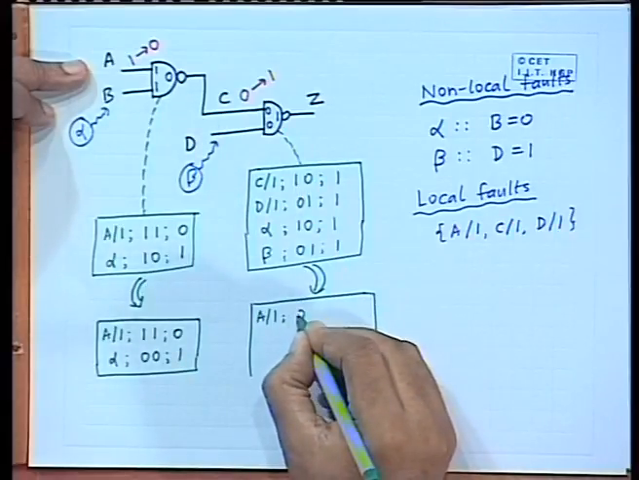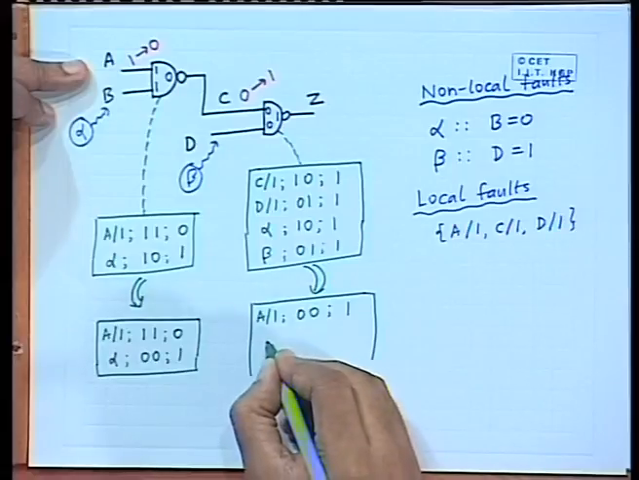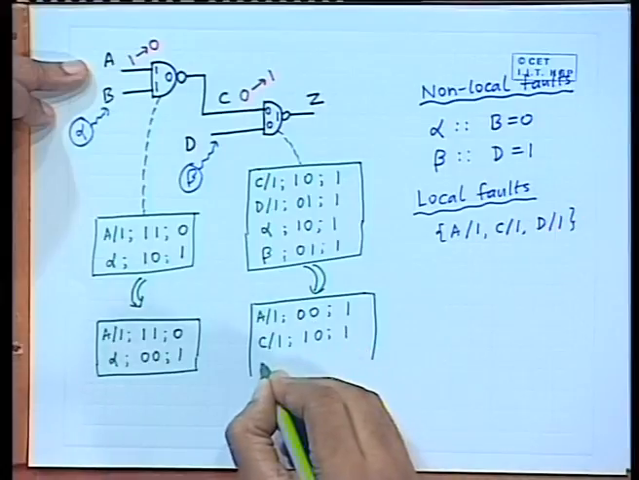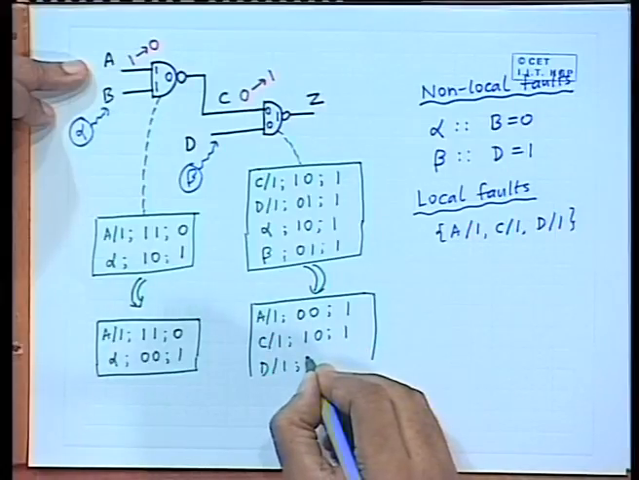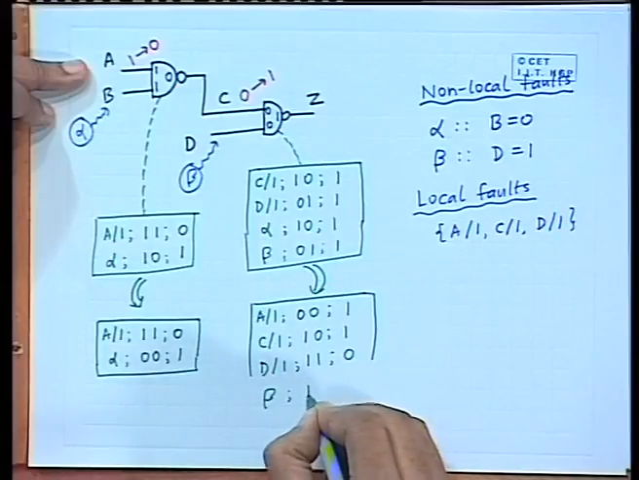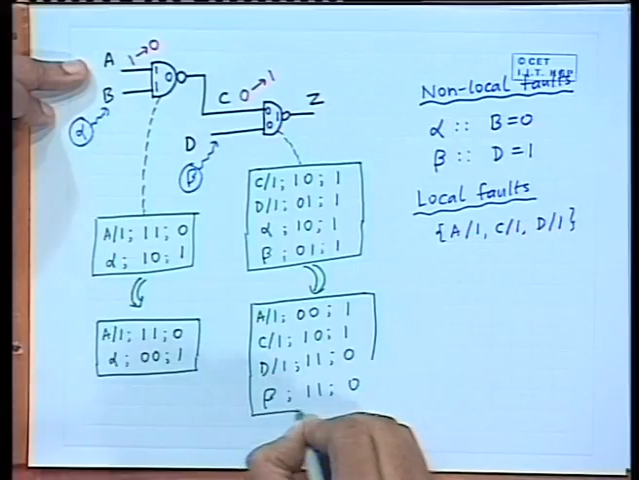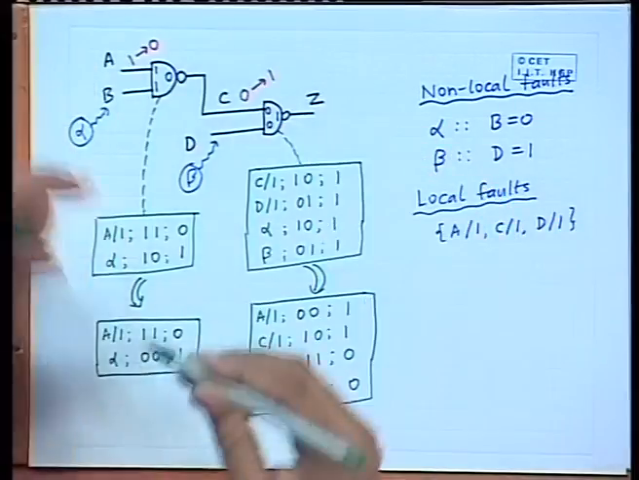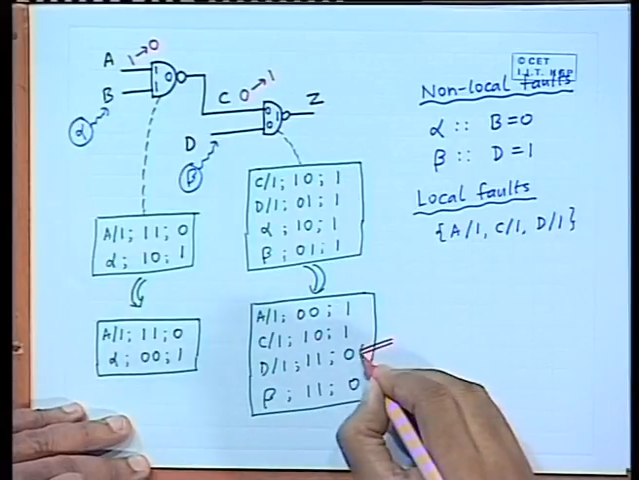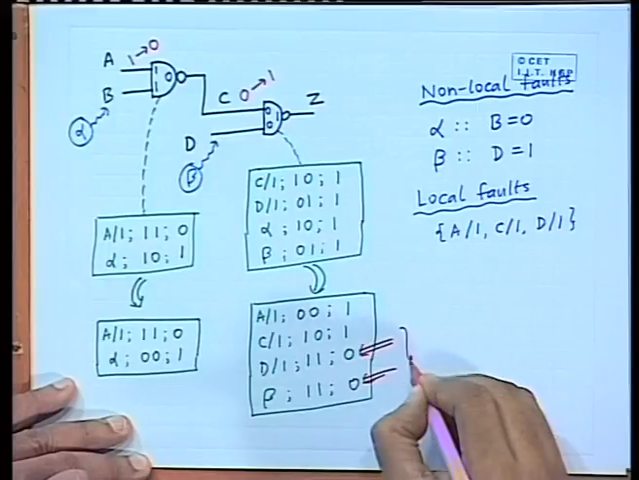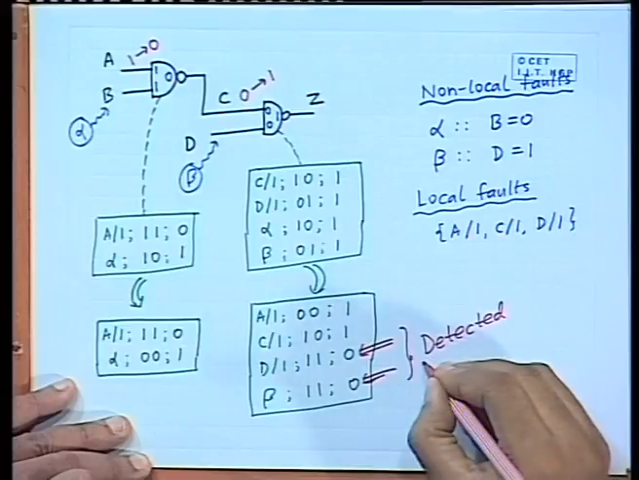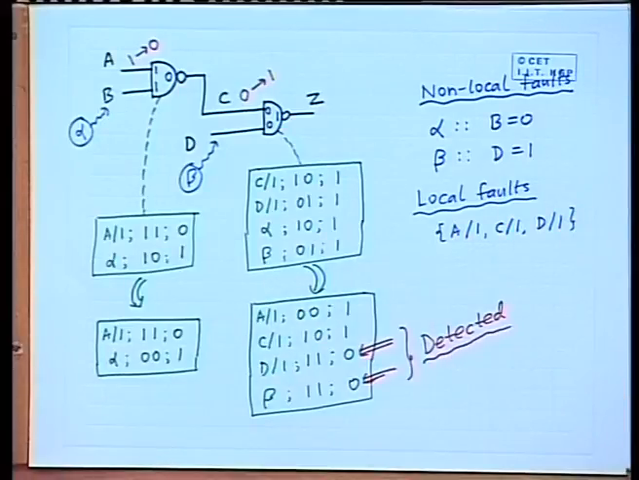So, 0 0 1. Similarly, C stuck at 1 will remain 1 0 1, D stuck at 1 will also now make it 1 1, output will be 0, and similarly beta will make it 1 1 and 0. So, now you see that the output was still 1, but there are 2 faults now in this list for which the output is 0. So, these are the 2 faults which will get detected by this second test vector.